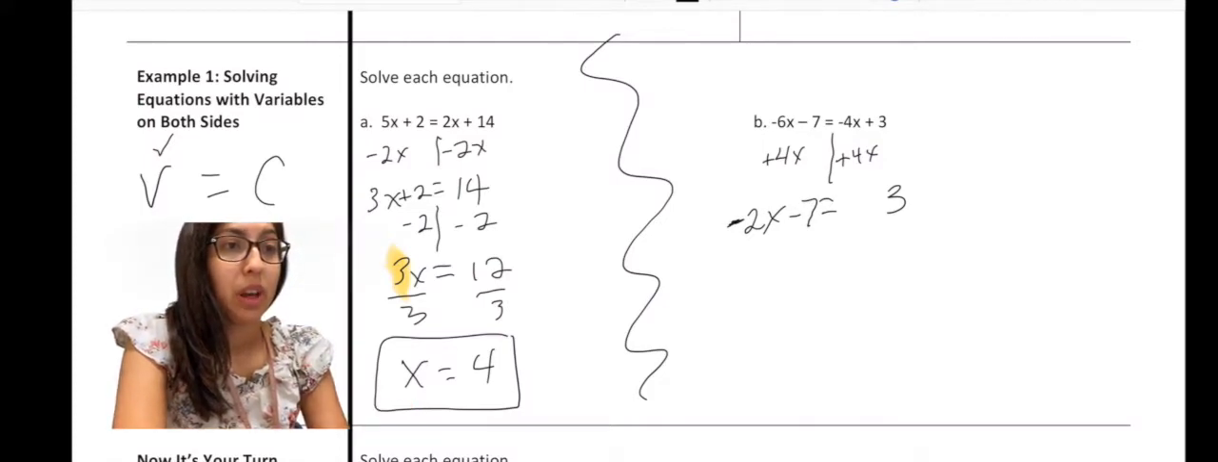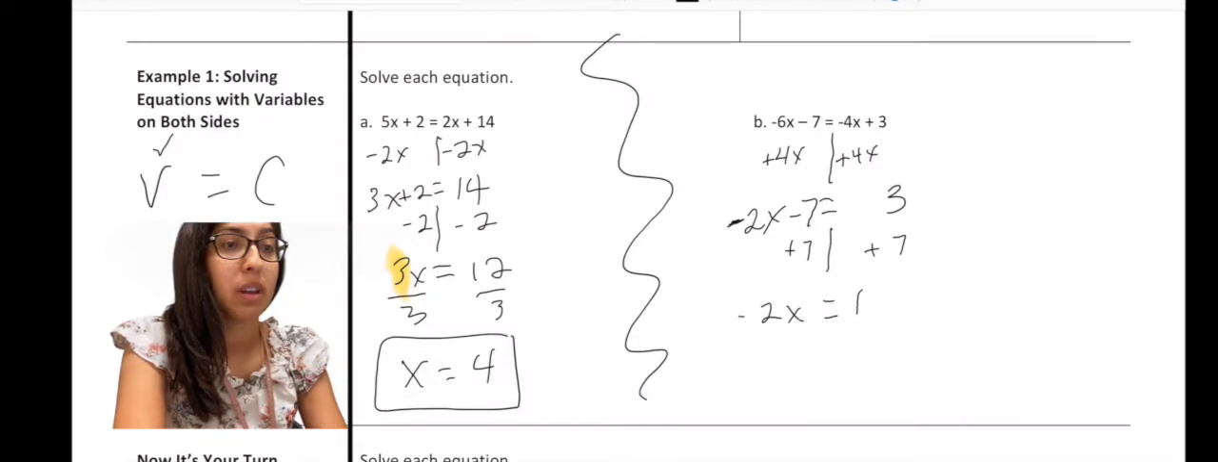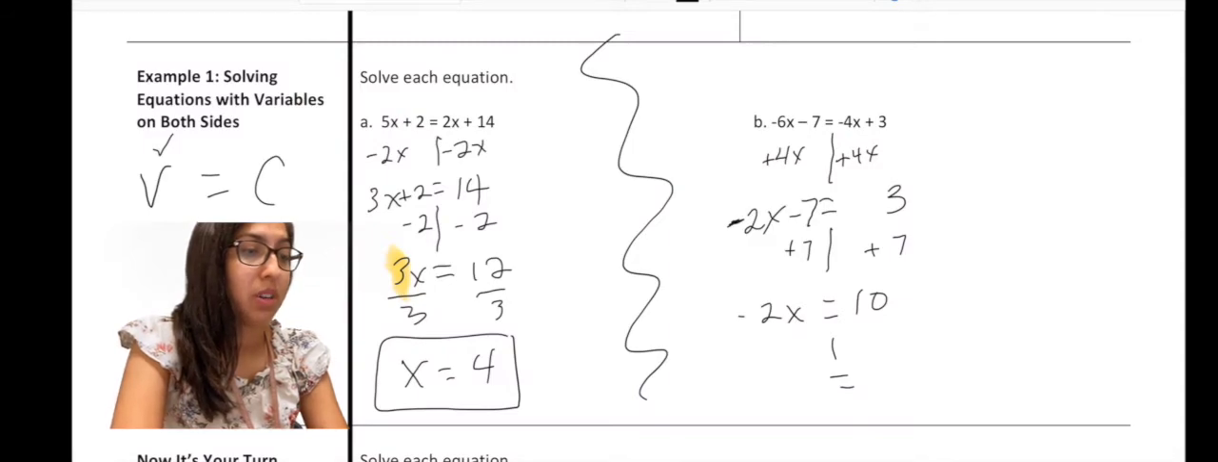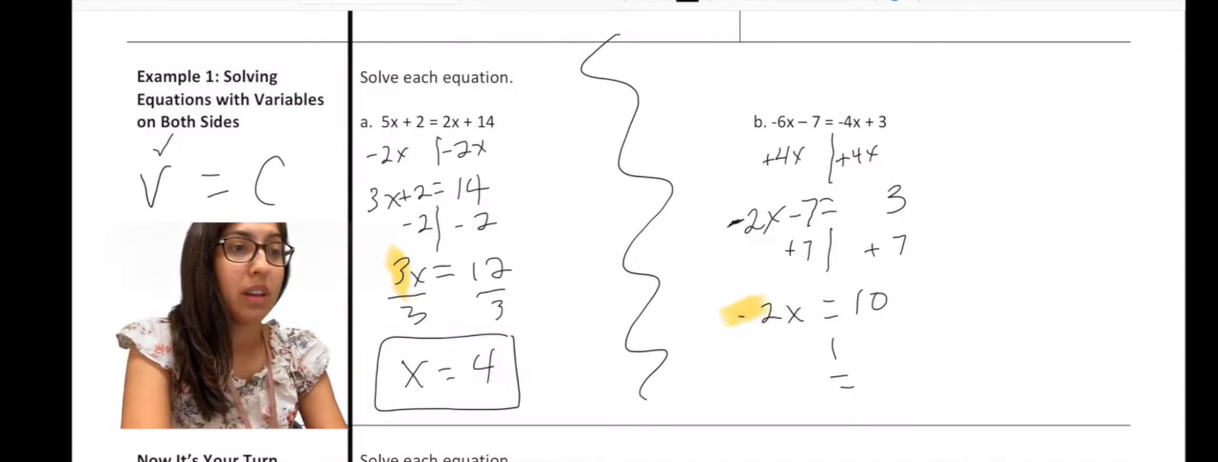Okay, so now I gotta do constants. So I'm gonna get rid of this negative 7 by plus 7, bring down negative 2x, so 3 plus 7 is gonna be 10. Okay, that looks good. So last step is gonna be to divide. Remember, this sign belongs with whatever is behind it. So that is a negative 2 and then an x.